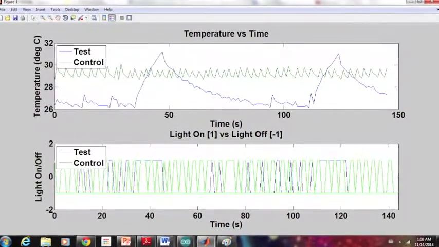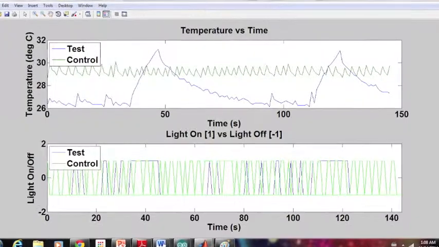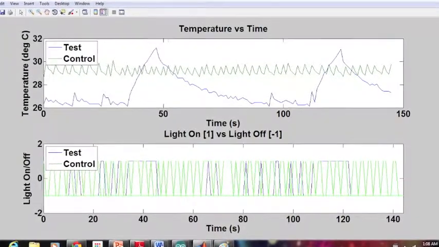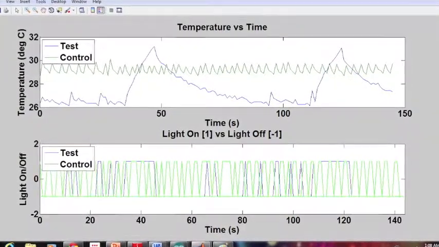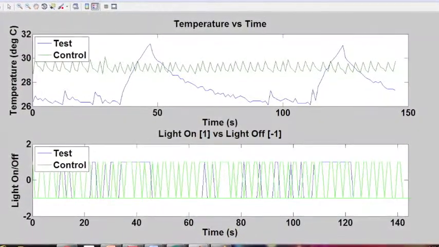And here's a MATLAB plot of it. Now, if you look at the green control curve here, you can see that it hovers right around 29 degrees Celsius the whole time, which, while it could be mildly more comfortable, is also a lot less energy efficient, leading to a total time of 86 seconds that the light was on. As you can see, the control is really bad.